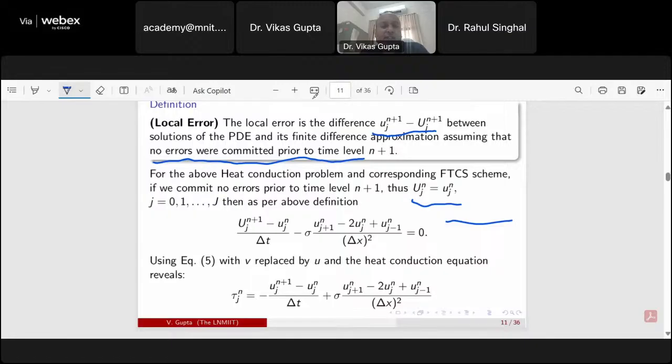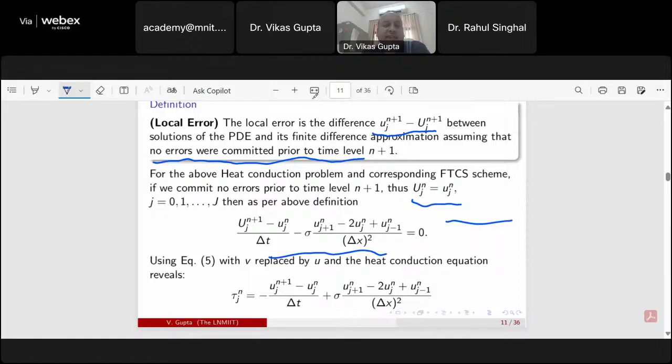Then the above finite difference scheme will take this form: U_j^(n+1), the solution of the difference scheme at the n plus 1-th time level, minus U_j^n, because prior to that time level U_j^n equals u_j^n. So all those capital U can be replaced by small u prior to that time level, and the difference scheme will take that form by replacing capital U by small u.